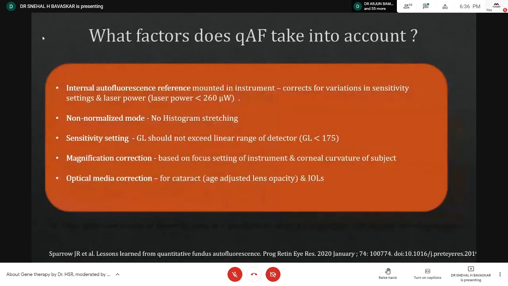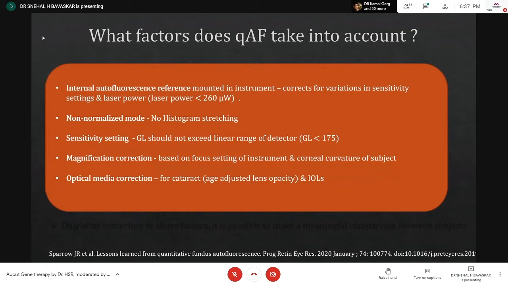So what factors does quantitative autofluorescence take into account? The most important factor is that there is an internal autofluorescence reference which is mounted in the instrument. This reference compensates for the change in the laser power and the detector gain and allows for comparison of images obtained longitudinally. This reference is simultaneously excited during each image acquisition, and the fundus autofluorescence images can then be normalized to the standard reference signal independent of the camera settings.